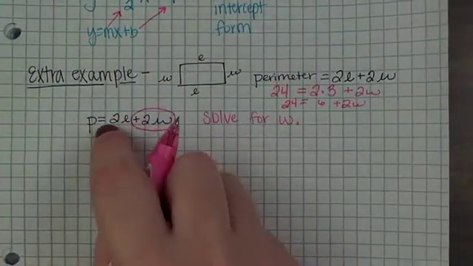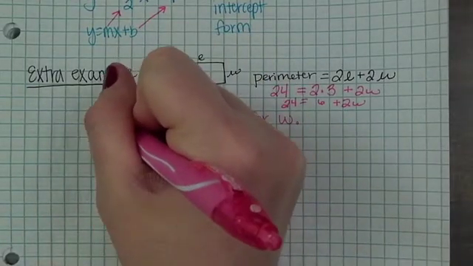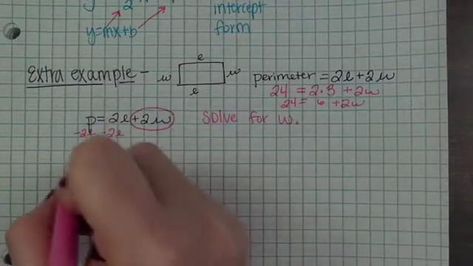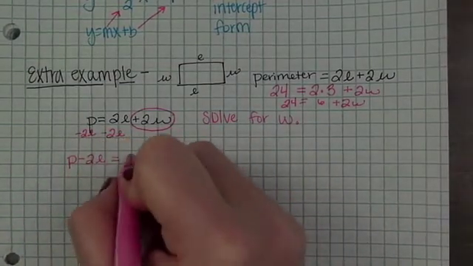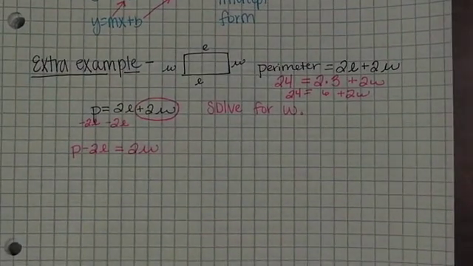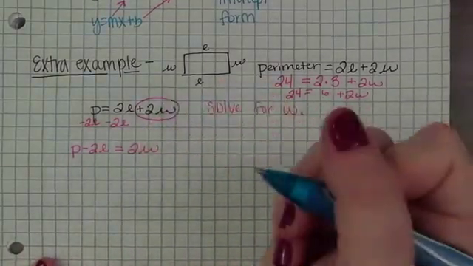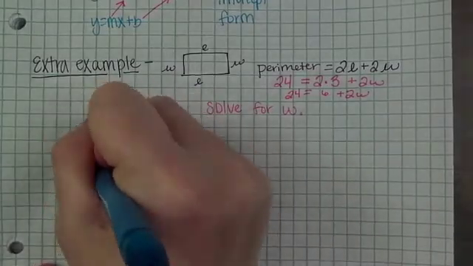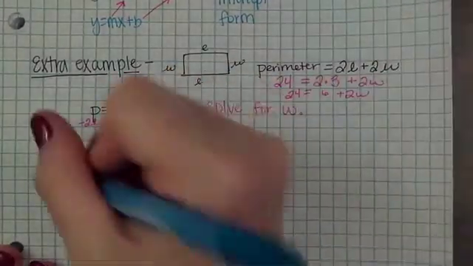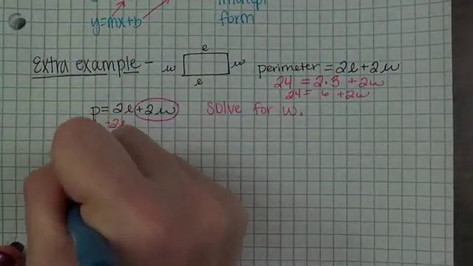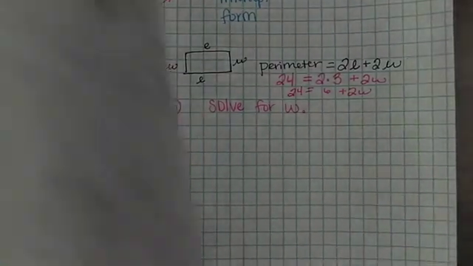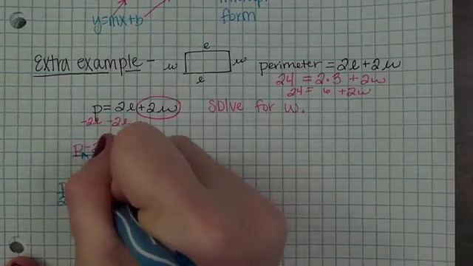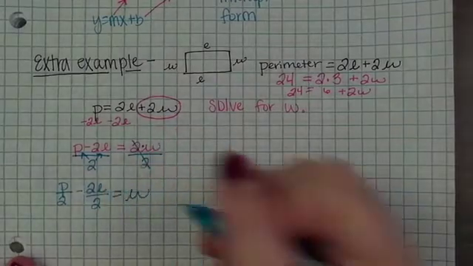So I have 2W. I need to get rid of this 2L. Just like we did up there, it's plus 2L, so I would want to subtract 2L from both sides. So we'd have P minus 2L equals 2W. Okay, continue to solve for W. It's 2 times W, so the opposite of multiply by 2 is divide by 2, and divide everything by 2. Break that up, so it'd be P divided by 2 minus 2L divided by 2 equals W.